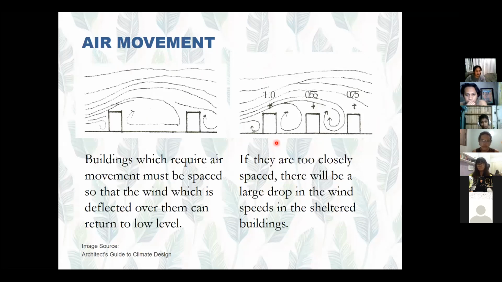So, sir, what if may series of buildings, may apartment sa inyo, di ba? May naka-townhouse, may naka-tenement. How will you consider that? So, building which require air movement must be spaced so that the wind which is deflected over them can return to low level. Yan siya. So, if ever ganito yan, 0.75. So, ang spacing nito dito is from here, as indicated as space, you reduce it 0.5, tapos increase ka naman ng 0.75.